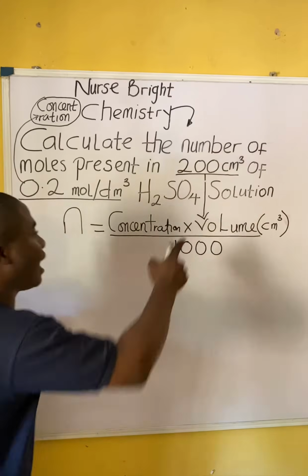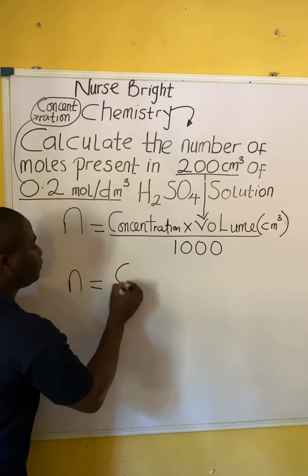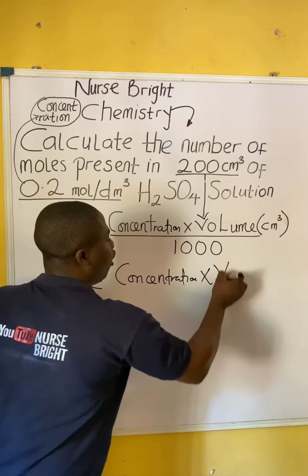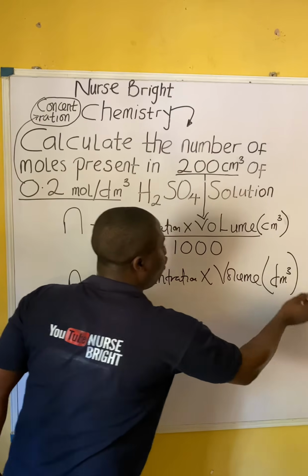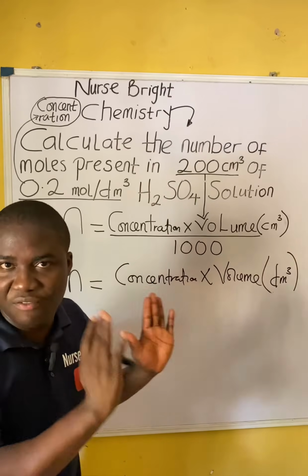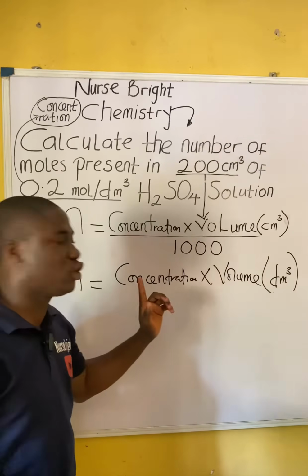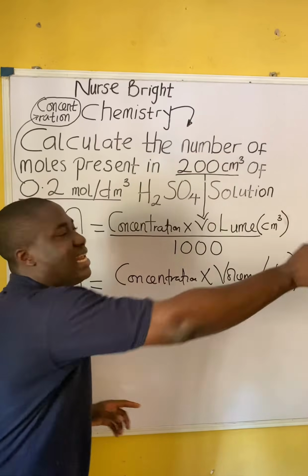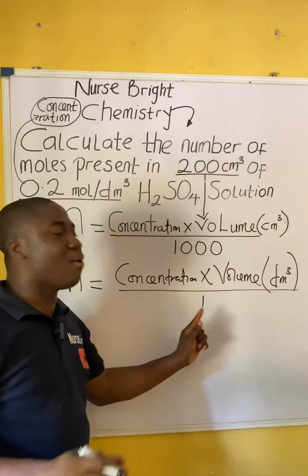But let's say the volume is not in cm cube, then we write another form of the formula, which is the same: concentration times volume. In this case the volume is in dm cube, so we are not to divide by 1000. We'll just leave it like that. Whenever the volume in a practice question is given in dm cube, you just say concentration times volume in dm cube, or sometimes you say divided by 1, which is like saying nothing, because everything divided by 1 is still that thing.